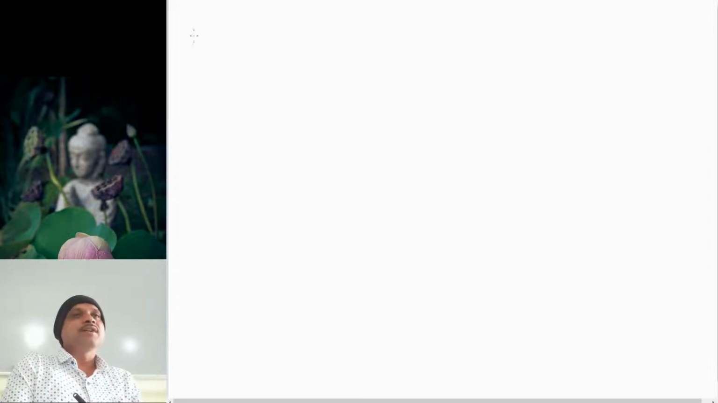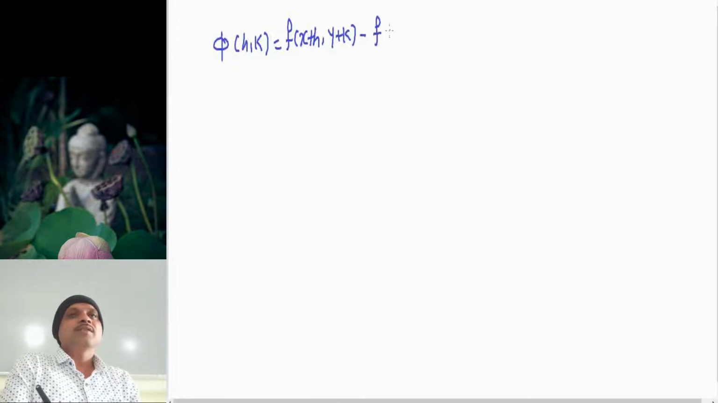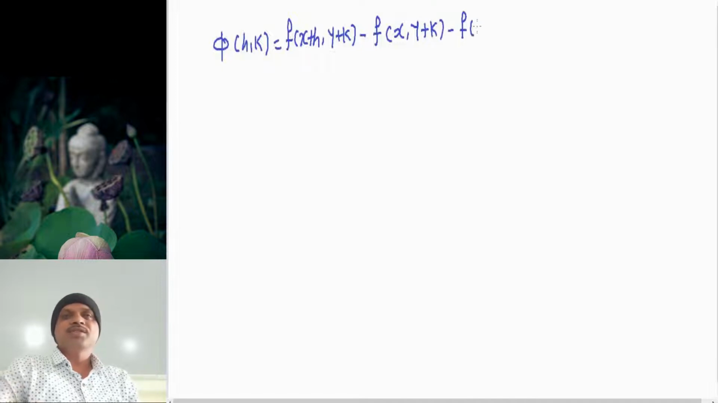Okay, so first we consider the function phi(h, k) equal to f(x+h, y+k) - f(x, y+k) - f(x+h, y) + f(x, y). Suppose this is my function, let us call it equation number 1.